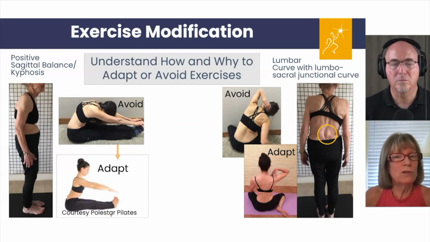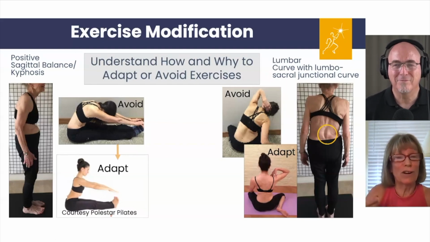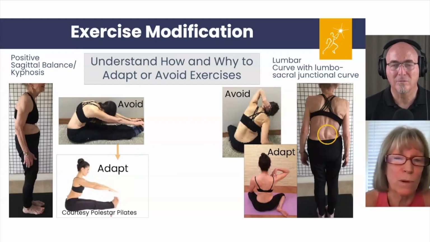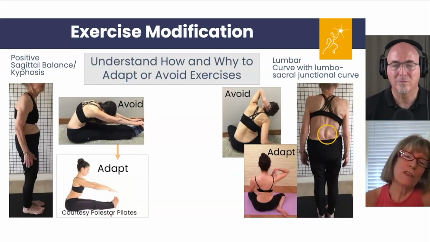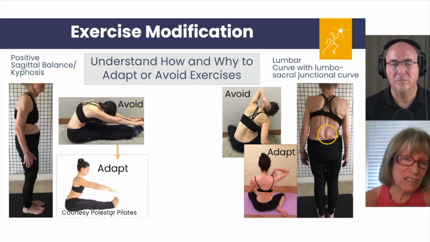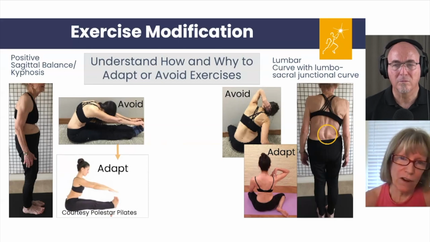So we're going to avoid doing a lot of side bending with her, even to the other side, because her lumbosacral junctional curve goes the opposite direction of her primary lumbar curve. So we're going to adapt by keeping her elongated, decompressed, and strong in a very stable position of her spine.